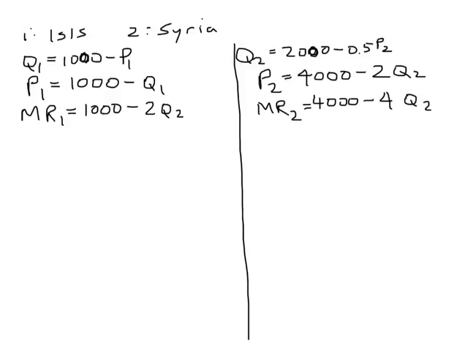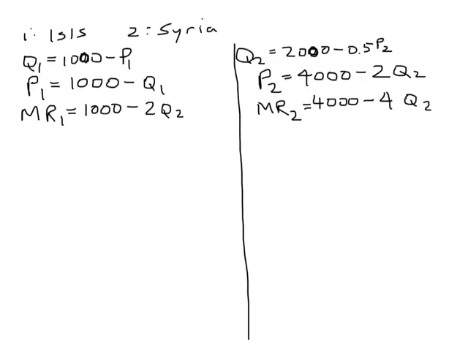So here I've got, I made ISIS number 1 and Syria number 2, and this is ISIS demand, and I changed that to an inverse demand curve, just put P as the dependent variable. Did the same for Syria over here, and then I got marginal revenue curves. I didn't think anybody would have a problem with that. Once you get to this point, you just double the slope and you've got the marginal revenue curve. So this is the marginal revenue curve for ISIS, the marginal revenue curve for Syria. And that's the point where all of you got to before making an error.